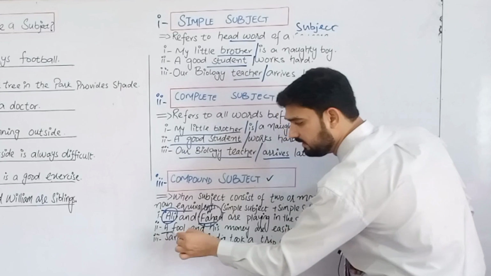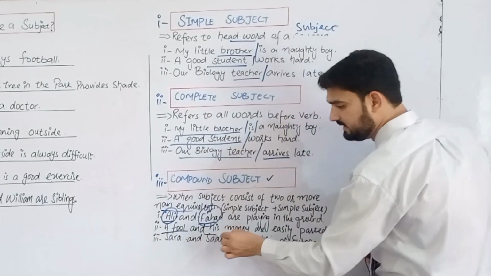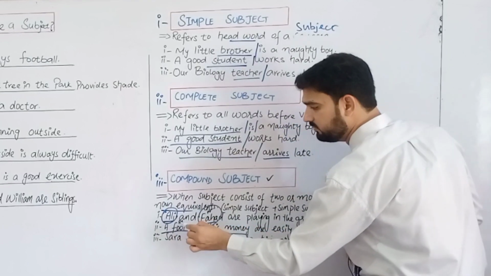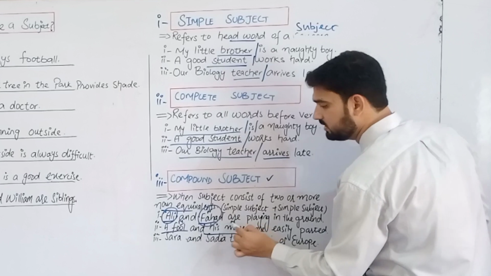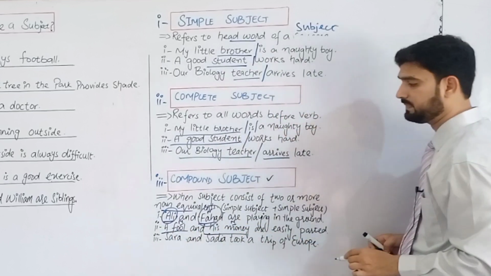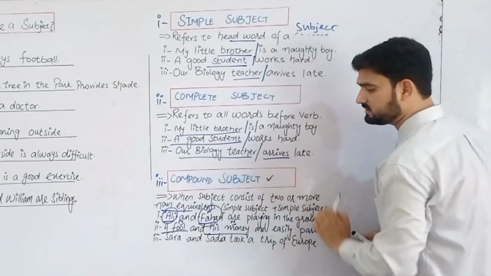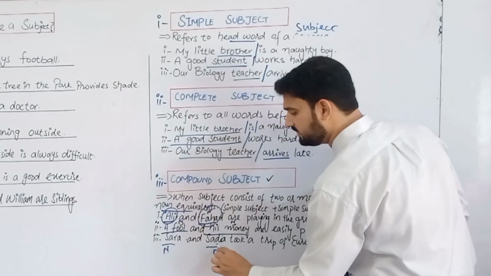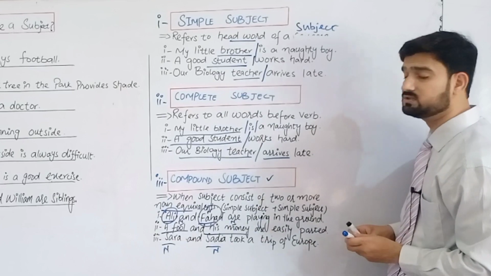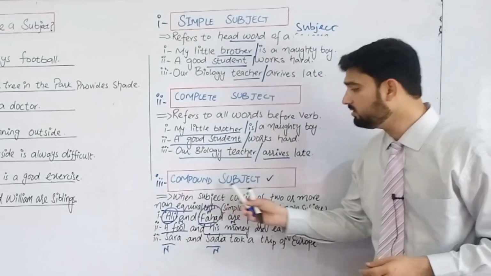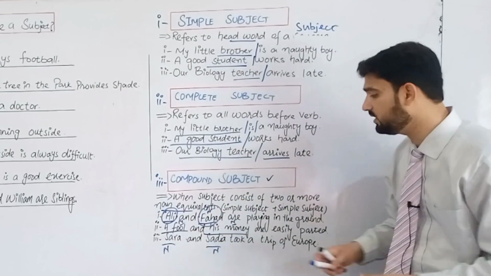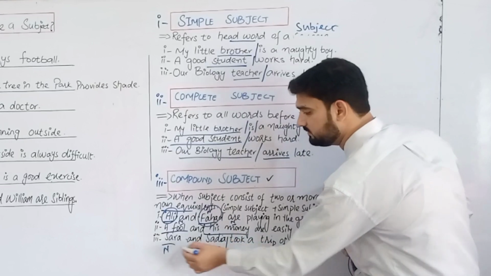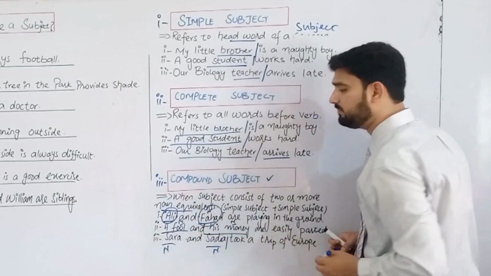A fool and his money. A fool is a noun, money is also a noun. So a fool and his money refer to the compound subject category. Sarah is the name of a girl and Sadia is also the name of a girl. Both refer to the subject, so they are known as a compound subject. Sarah and Sadia took. Before the verb, they are a compound subject.